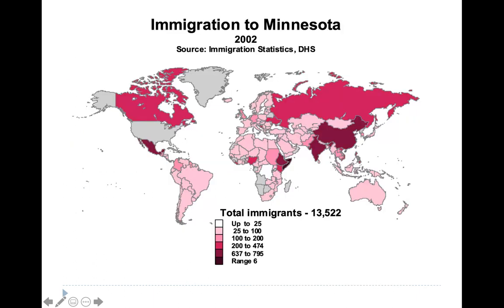This map shows immigration to Minnesota, so the countries in which people are coming from. You will notice that many immigrants to Minnesota come from a few countries. We have Mexico, China, India, Somalia, and Ethiopia. Those are our 4 largest countries in which immigrants or people are moving to Minnesota.